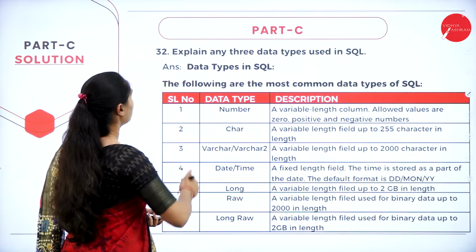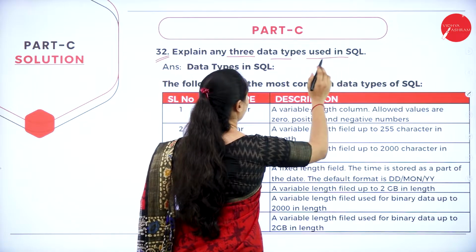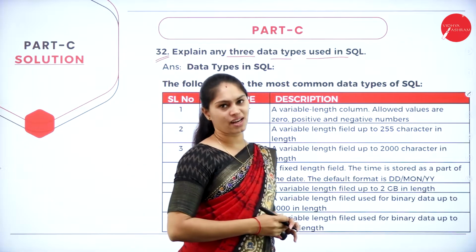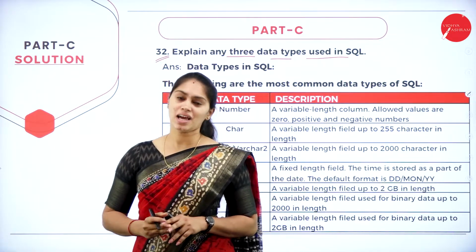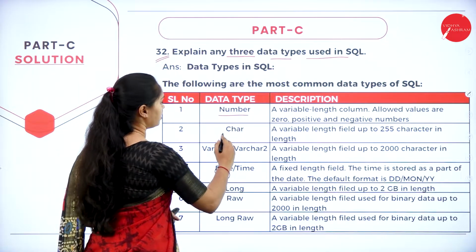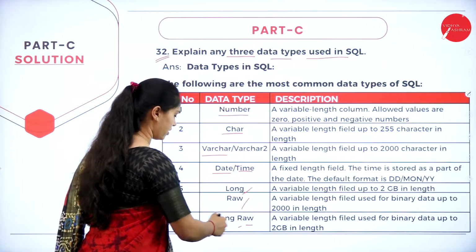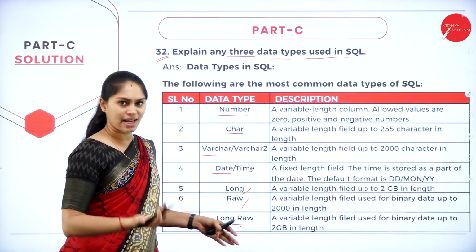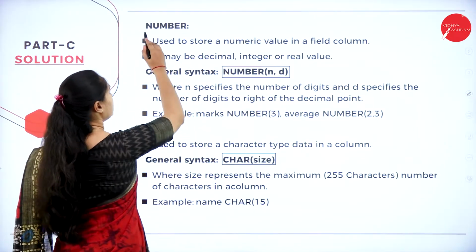We'll see the next question, that is question number 32. Explain any three data types used in SQL. When we are dealing with the data types, that specifies the type of data that the elements are holding. So here we have listed out several data types which come under the category of SQL. So we have a data type called number, we have char, varchar2, date, time, long, raw, and long raw. You just mention these, and out of this you can select any three and explain them in a brief manner. So here I have taken number.